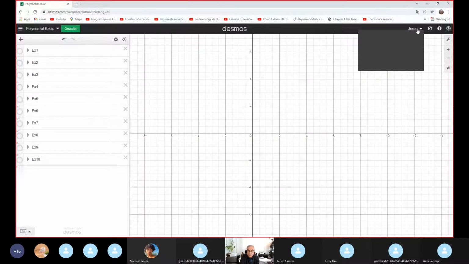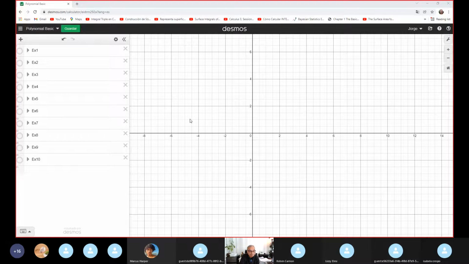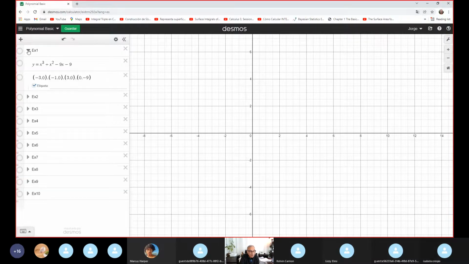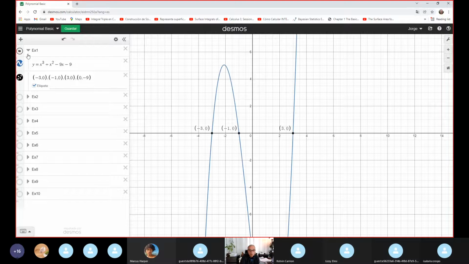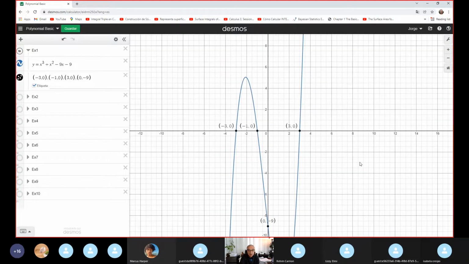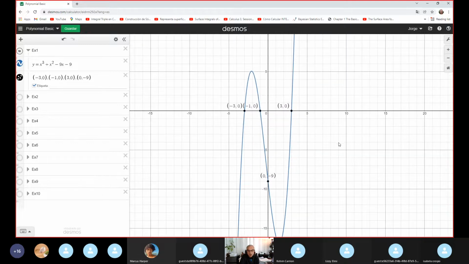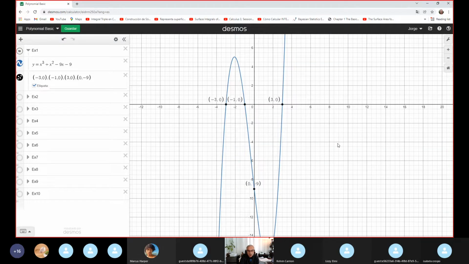Do you see Desmos? Yes or no? Yes. Okay, this is my first example, and this is the graph. Look at that. The zero is the point in which the graph crosses the x-axis: (3,0), (negative 1,0), (negative 3,0). These are the x-intercepts, which are also the zeros of the polynomial.